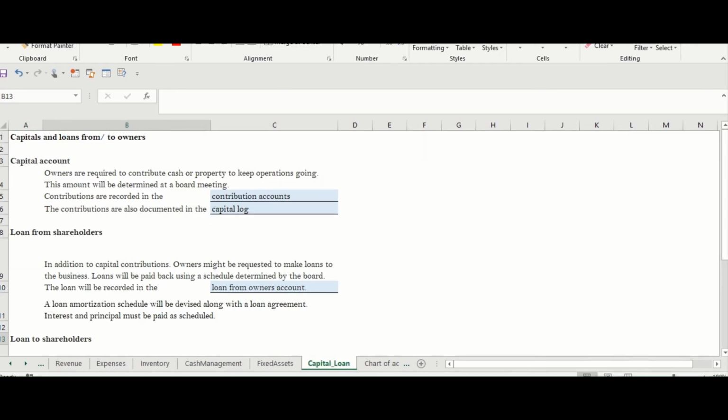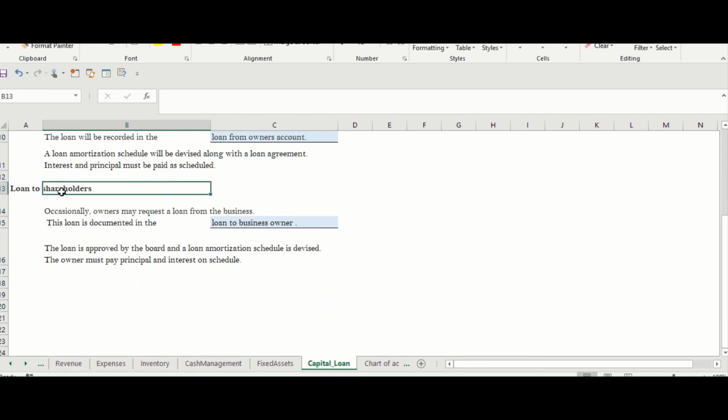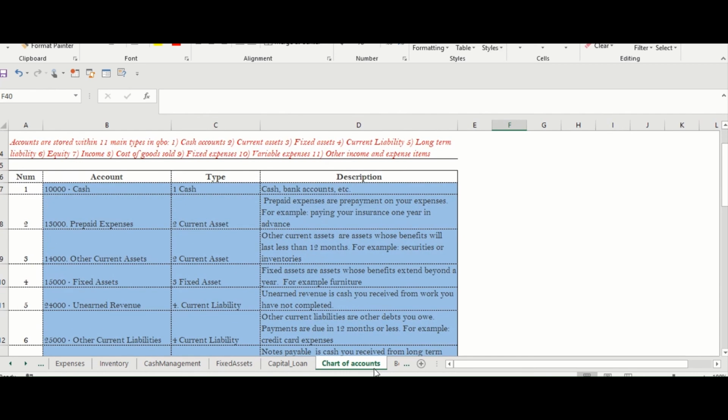Also, you want to have a policy in place for cash from owners or cash to owners. The capital account, how is that maintained? When is an owner required to contribute, and when is a distribution made? How do you tell when it's a capital loan? The loan to shareholders, how is that treated? How is that documented? Also, you want to have a system of creating your chart of accounts.